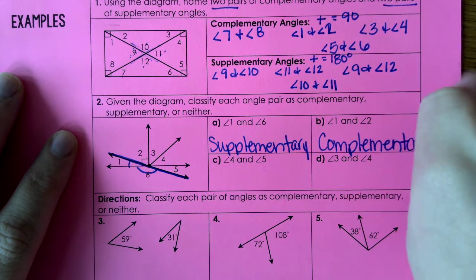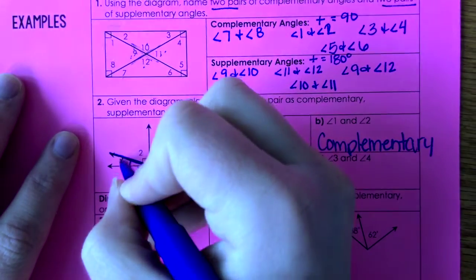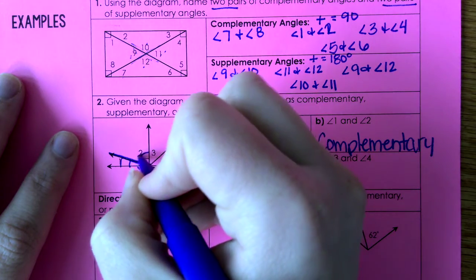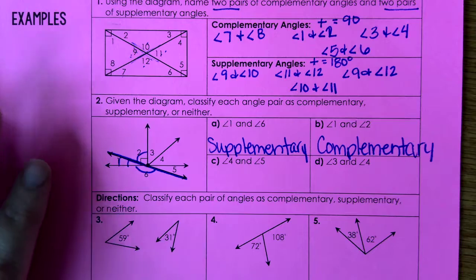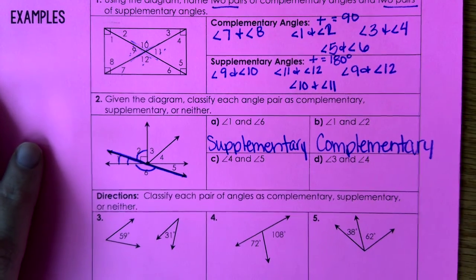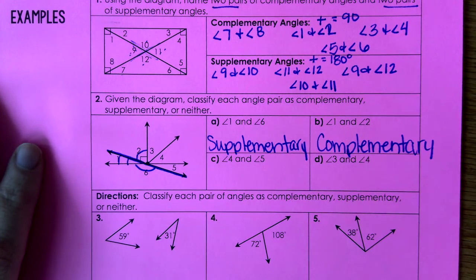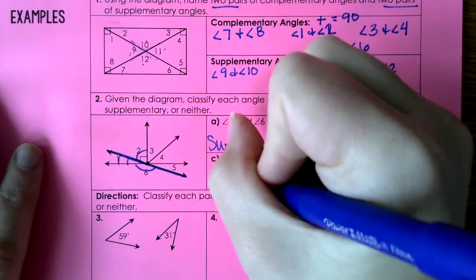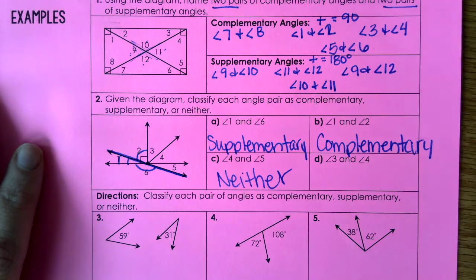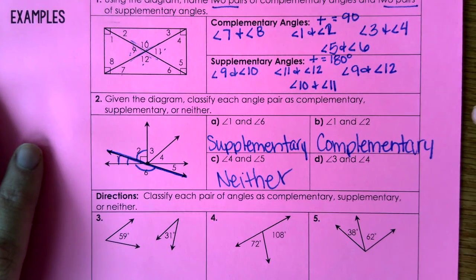Good, and we know that because when I add angle 1 with angle 2, they line up and form that box in the corner. Okay, so those are complementary. Okay, how about angle 4 and 5? Those are neither. Do they form a straight line? Not a chance. No, they don't.